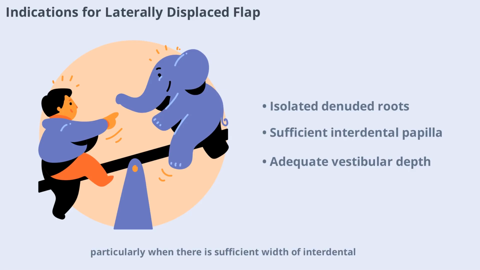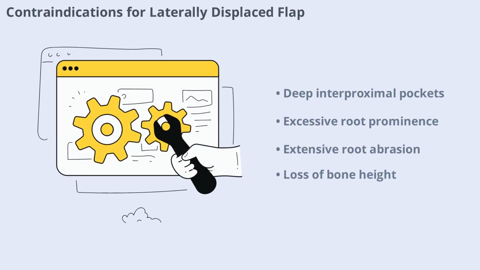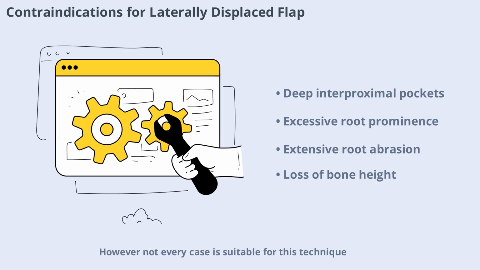The laterally displaced flap is indicated for covering isolated denuded roots, particularly when there is sufficient width of interdental papilla in adjacent teeth and adequate vestibular depth. These anatomical prerequisites ensure that the flap can be mobilized and positioned effectively over the defect, maximizing the chances of successful root coverage and tissue integration. However, not every case is suitable for this technique.